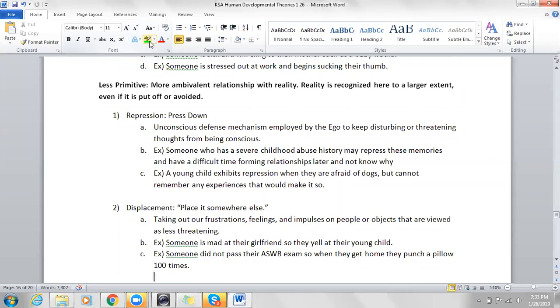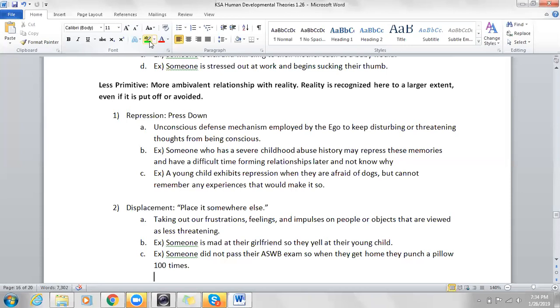Repression. So we press things down, meaning we don't acknowledge them. An unconscious defense mechanism employed by the ego by keeping disturbing or threatening thoughts from being conscious. So an example is someone who has severe childhood abuse may repress these memories and have a difficult time forming relationships later on and not even know why. A young child exhibits repression when they are afraid of dogs but cannot remember any experiences that would make it so.